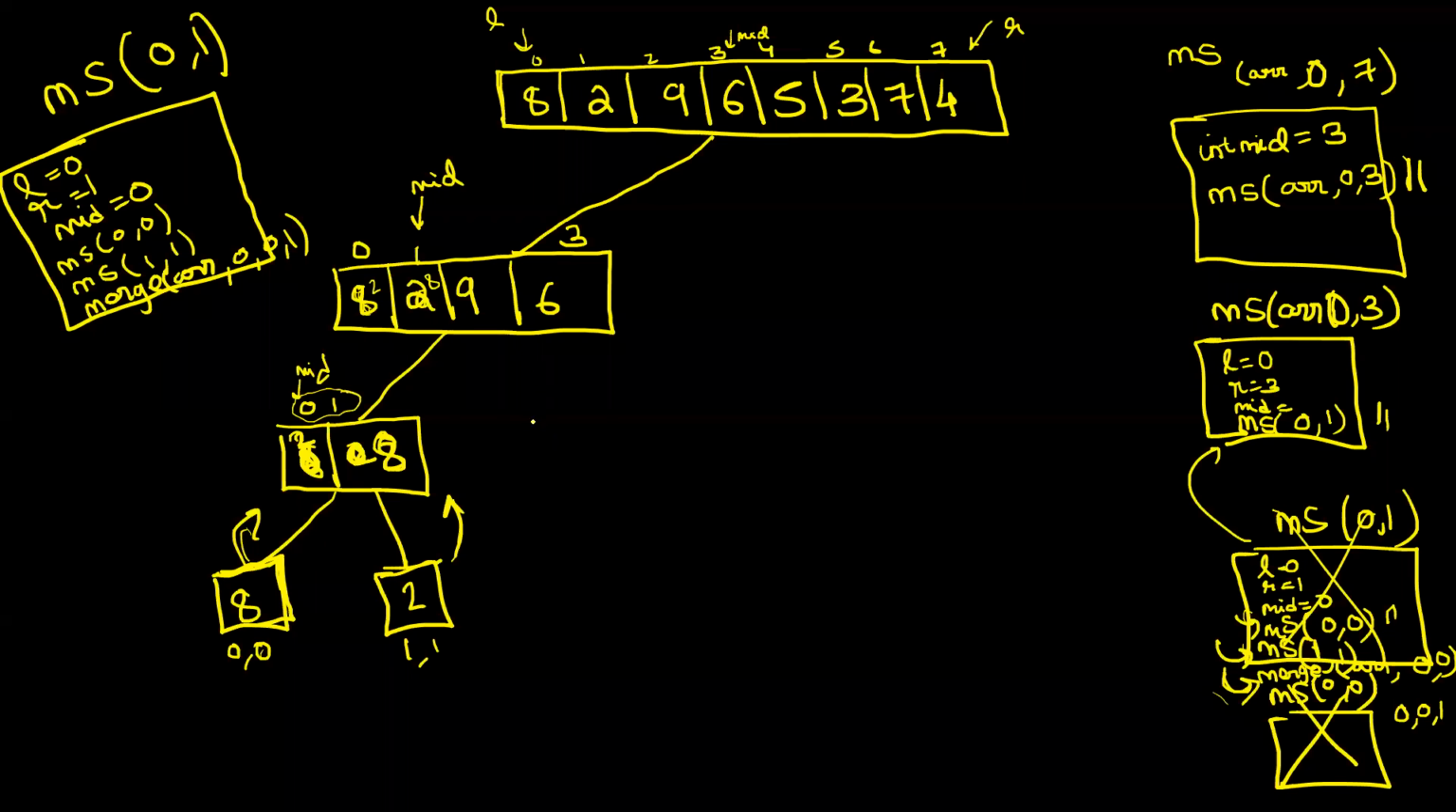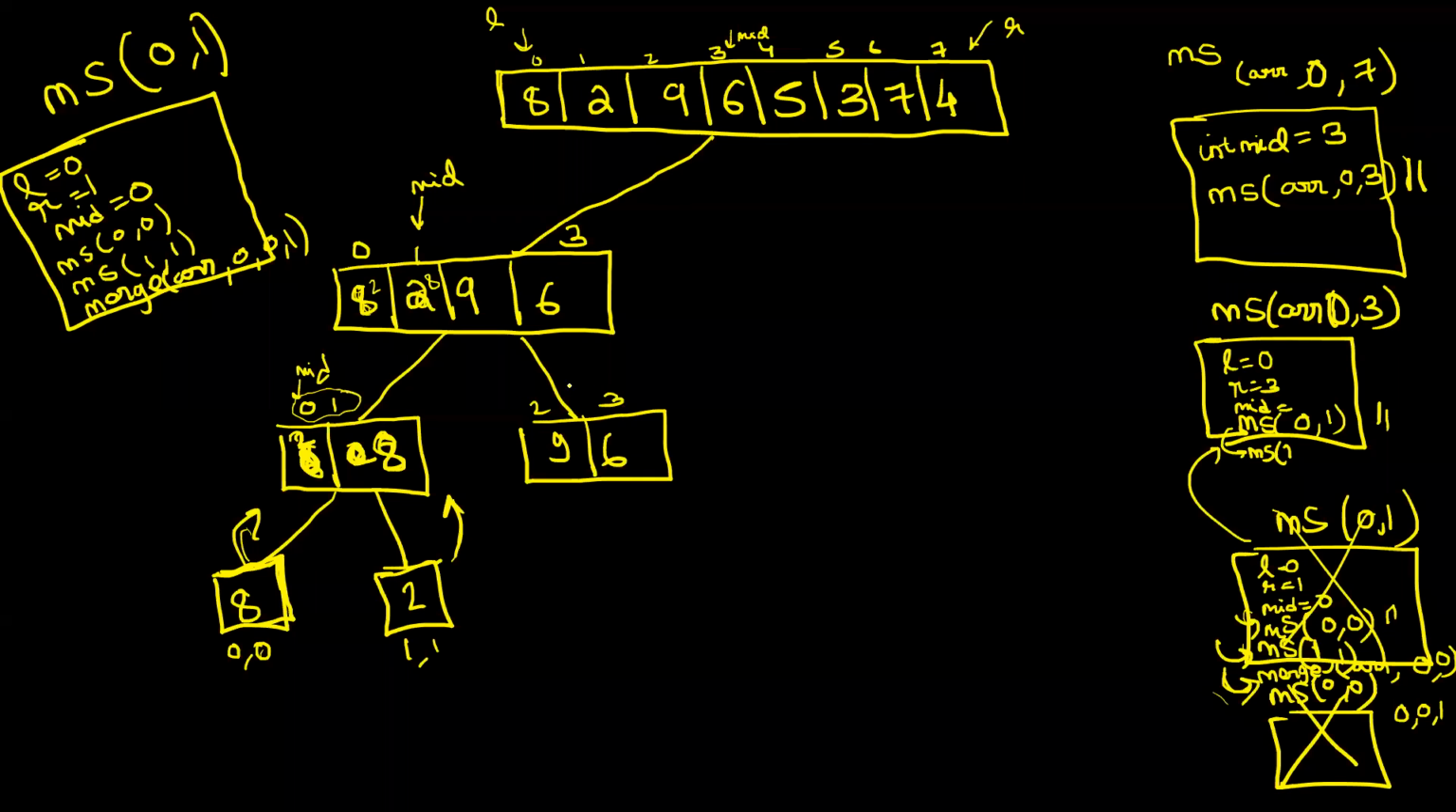So what is mid plus 1? Index 2. And what is r? 3. So I will say, hey, can you sort the array from index number 2 to index number 3? So after this line, I call merge sort 2, 3. Can you sort this part of the array? Now what will happen? Again, this is a big problem to solve.